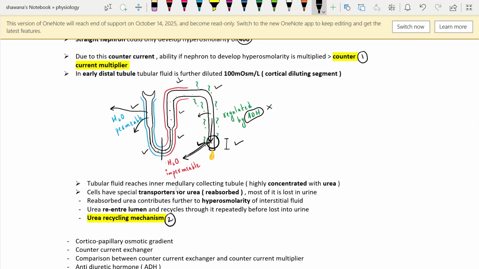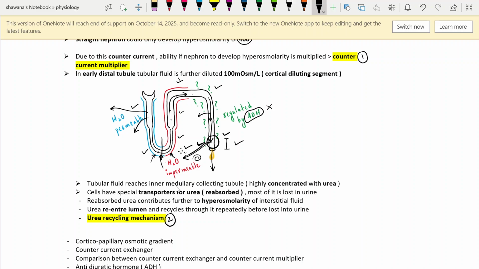So what have we understood? The cortico-papillary osmotic gradient is the term used because there is progressively increasing hyperosmolarity when we move from the cortex towards the medulla in the nephron, and eventually the hyperosmolarity is approximately 1200 milliosmol per liter. The development of the cortico-papillary osmotic gradient is due to two things. First is the countercurrent multiplier, and second is the urea recycling mechanism.